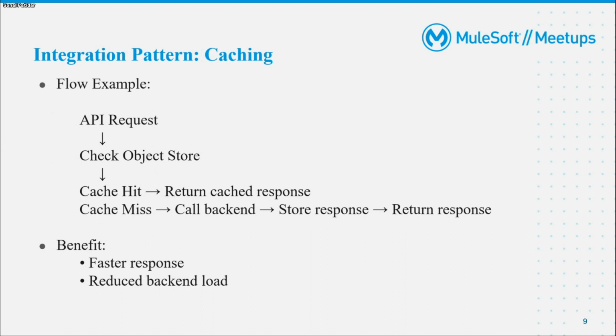So here is the example of caching pattern. When request comes, we first check in object store. If data exists, we return it directly. If data exists, it is called the cache hit. And if data does not exist, this is called the cache miss. Then we will call the backend system, store the response and return it. This improves the performance and reduces backend load. So the benefit is a faster response and also reduced backend load.